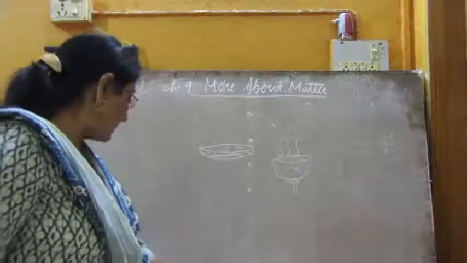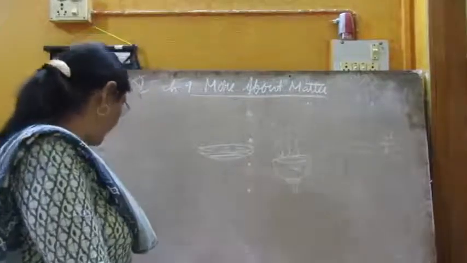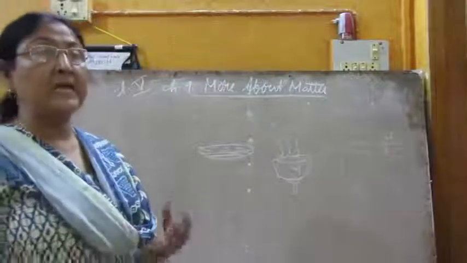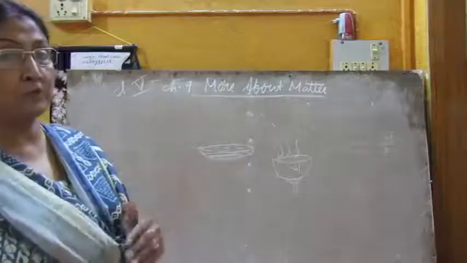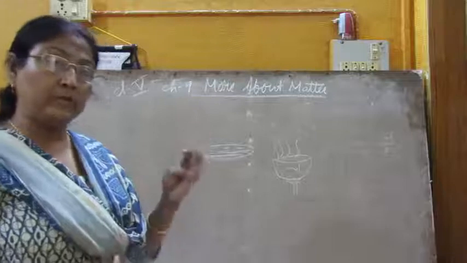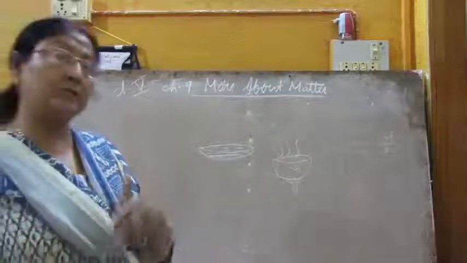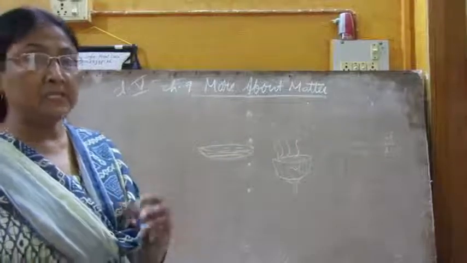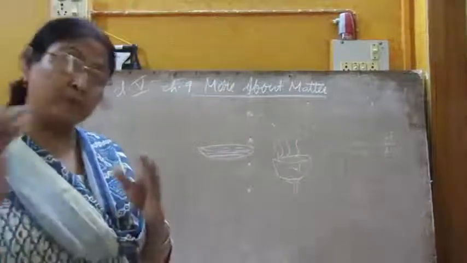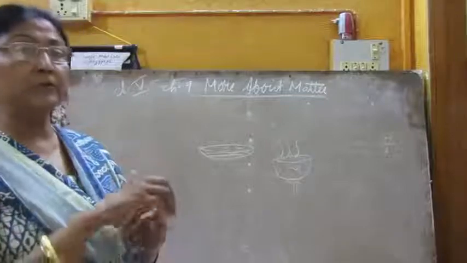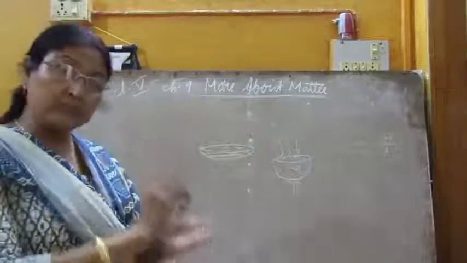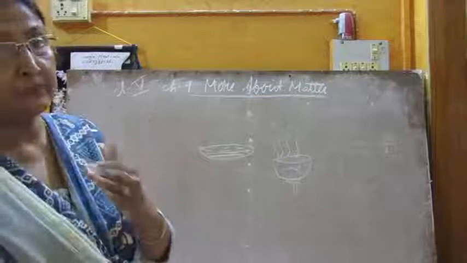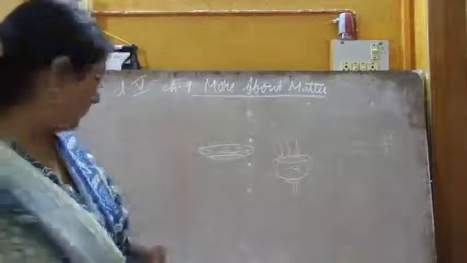In this way, the different states of matter are solid, liquid and gas. The change from solid to liquid is called melting, liquid to solid is called freezing, the change from gaseous form to liquid form is condensation, and from liquid form to gaseous form is called evaporation.